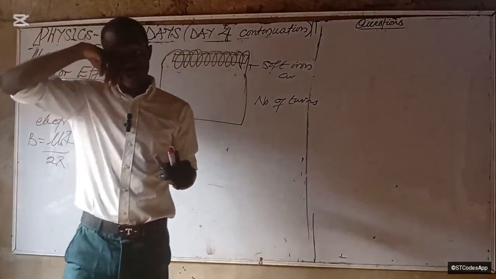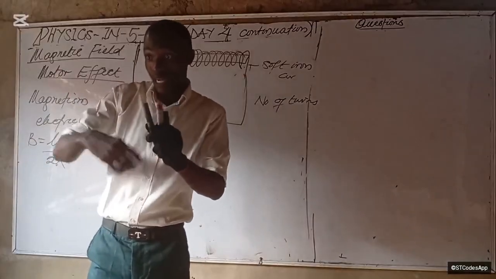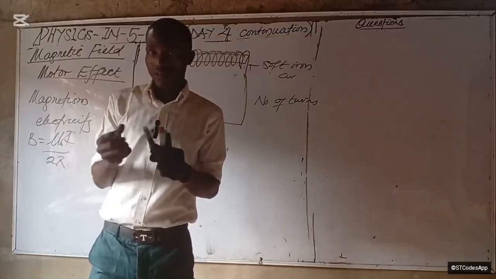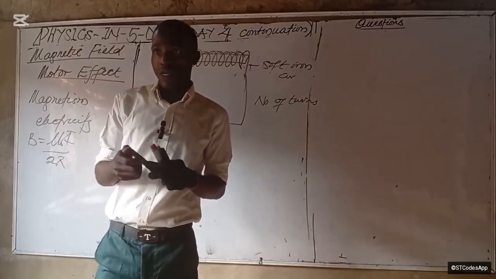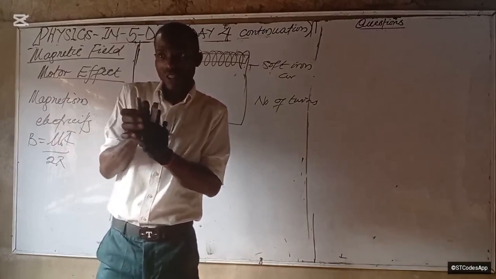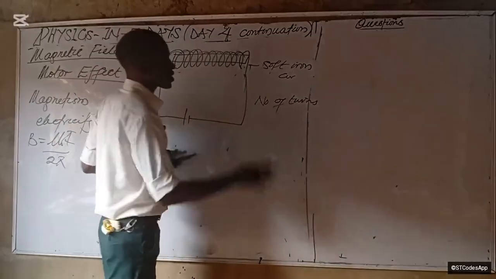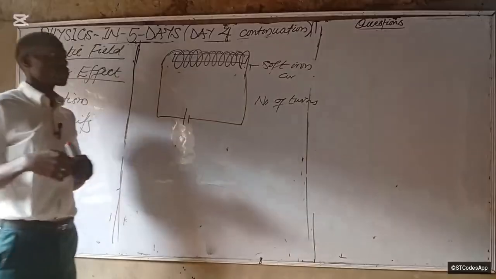That's why you have seen a rotor before, where the wires around it are wound tightly close to each other. So that's the number of turns. Increase the number of turns or put a soft iron core.